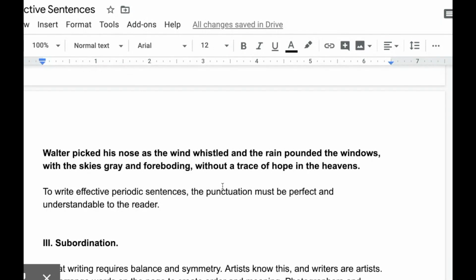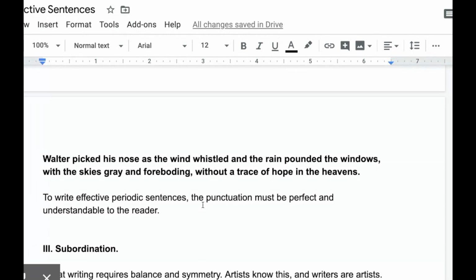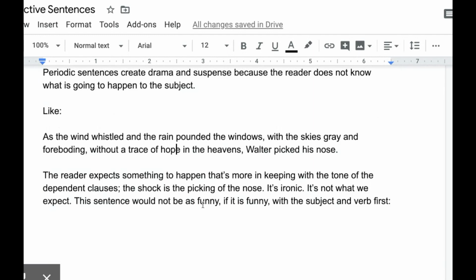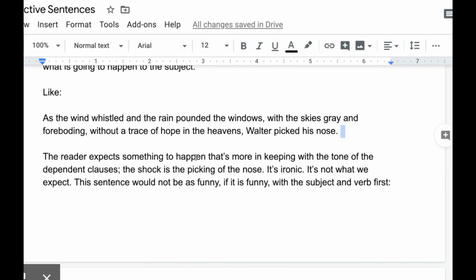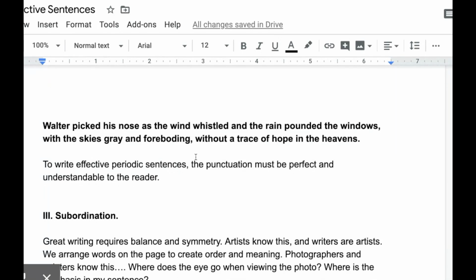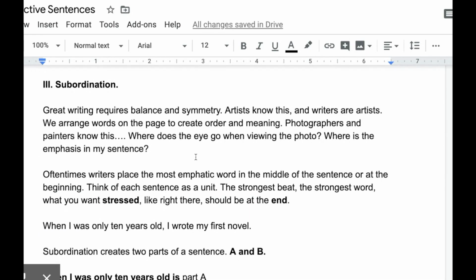All right. To write effective periodic sentences, the punctuation must be perfect and understandable to the reader. So because I'm using commas here effectively, here, and here, and here, the sentence makes sense. But if you did not have those commas and there's some other problems, we just get very confused as to what's happening. All right, let's move to our third type of sentence, which is subordination.